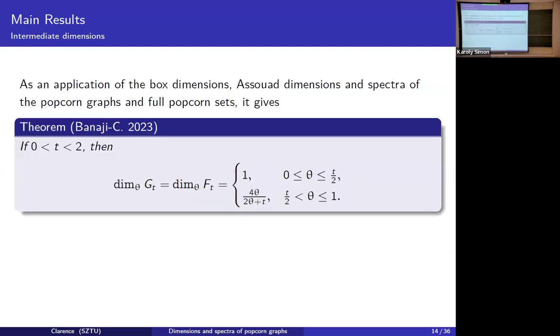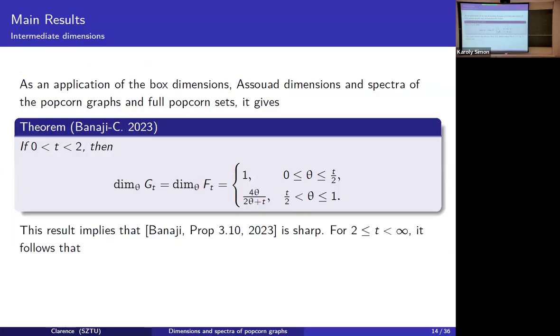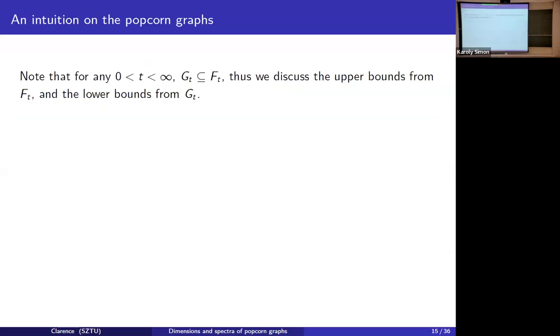As for the intermediate dimensions, similar things also happen. If t ranges from 0 to 2, the intermediate dimensions are also determined by t and the choice of theta. So this example also shows that the bounds from the paper are sharp. And by a natural argument, we can see that for t larger than 2, the dimensions all equal 1.